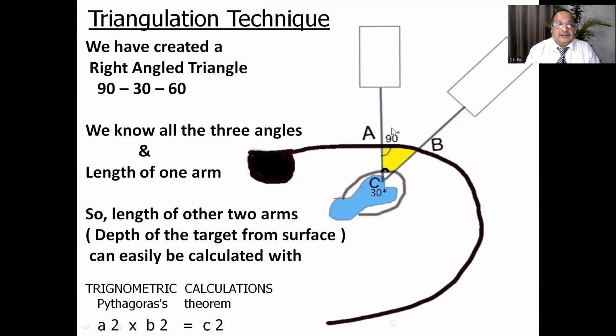If you see it with trigonometry, you have created a 90 degree angle over here, and when you shifted the C-arm from 0 to 30 degree, the angle created at angle C is 30 degree. Obviously this angle will become 60 degree. So you have created a right angle triangle with 90, 30, 60 degree angles, and you know one arm of this triangle which is in front of you, the distance between A and B.